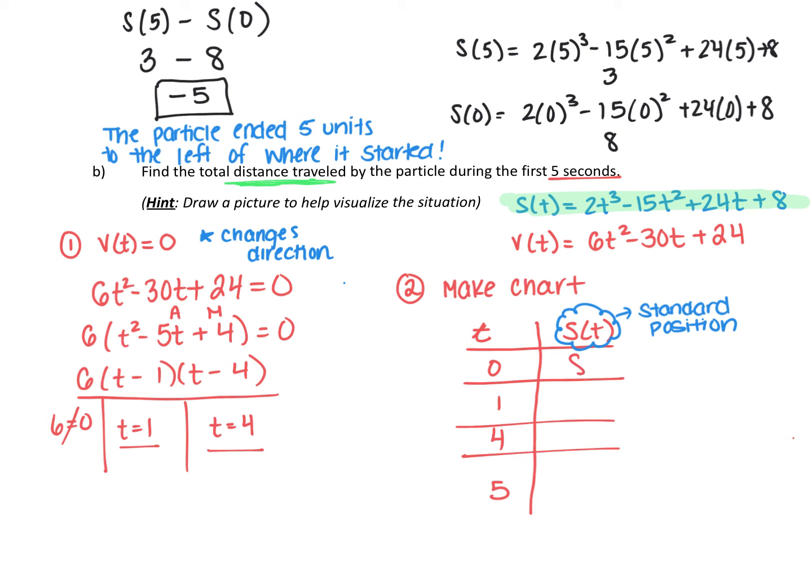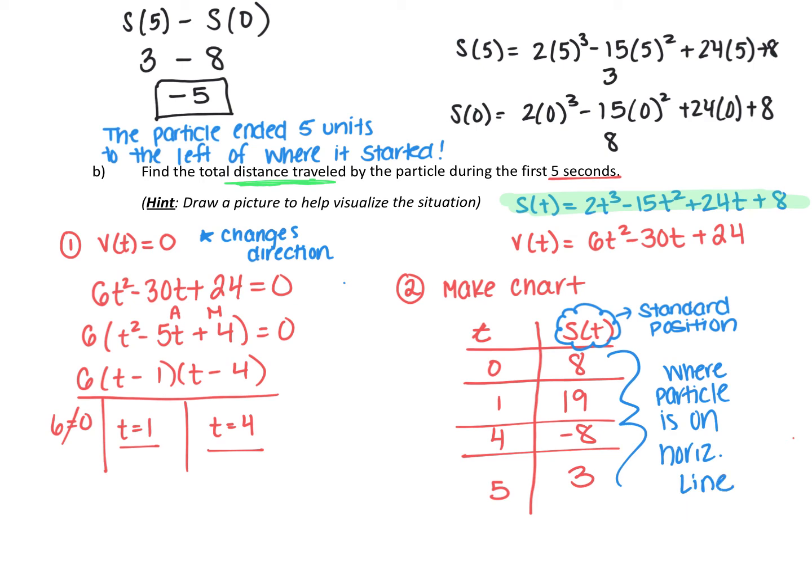Okay, at 0, I have 8. At 1, I have 19. At 4, I have -8. And at 5, I have 3. So what you just found, these are the values where the particle is on the horizontal line.